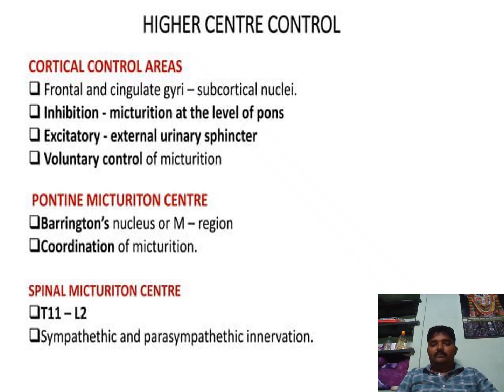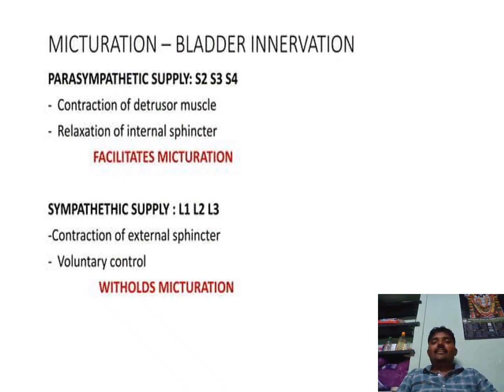Then we look at the spinal micturition center, mainly T11 to L2 vertebral level, with both sympathetic and parasympathetic innervation. Then micturition bladder innervation. The parasympathetic supply is S2, S3, S4, mainly for contraction of the detrusor muscle and relaxation of the internal sphincter, that facilitates micturition. Then the sympathetic supply is L1, L2, L3, mainly for contraction of the external sphincter, that is voluntary control, that is withdrawal of micturition.